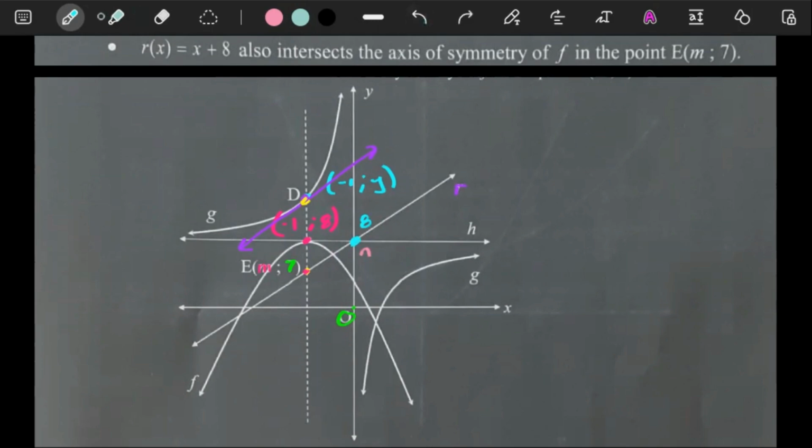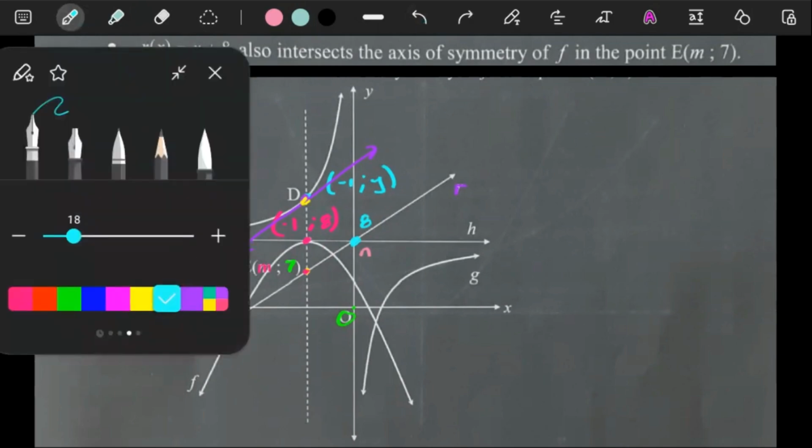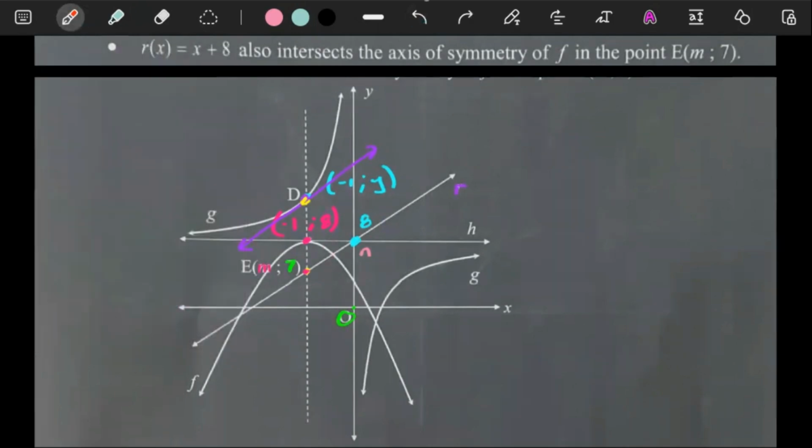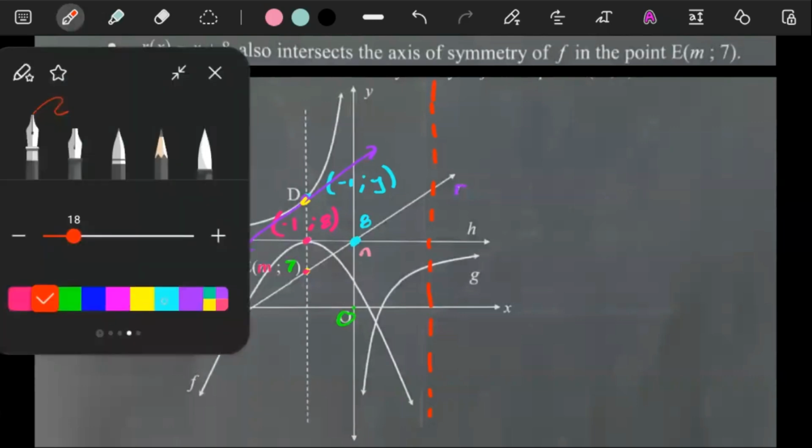Let's actually use a different color, totally different color. Maybe like a red. So the line x is equal to 2 would be somewhere here. With a situation like this one, we have to be very, very careful. If you don't want to overthink it, right?